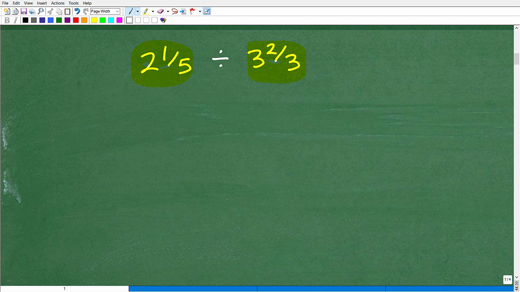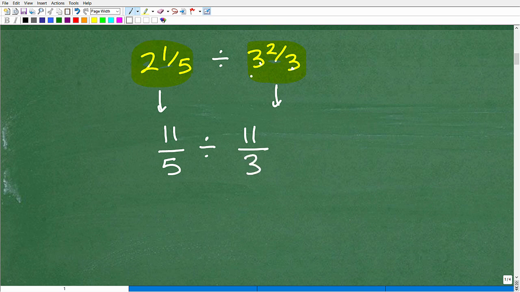I have a division of mixed numbers. I want to get rid of the mixed numbers. Let's go ahead and change each of these mixed numbers into improper fractions. So this is going to be 5 times 2 is 10. So that's going to be 10 plus 1 is 11. So this is 11/5 divided by, this is going to be 3 times 3 is 9. 9 plus 2 is 11, okay, over 3.